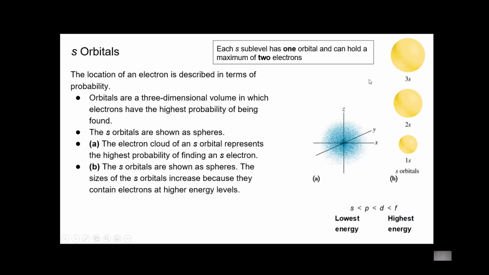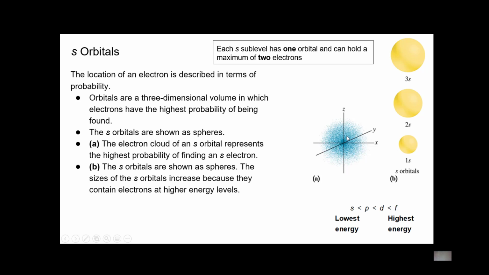And what they found when they were doing this is that S orbitals, the S sublevel, look like a sphere. So we draw them as spheres because who wants to draw an electron density cloud like this? So we draw them like this, but what they actually look like is this. And here we have an X, a Y, and a Z plane. So the S orbitals are known as spheres.